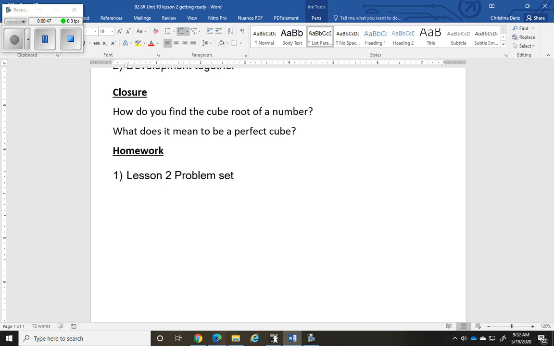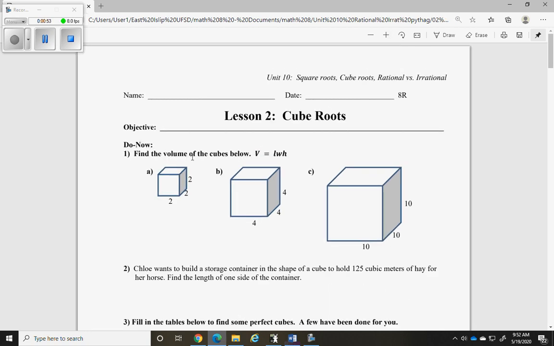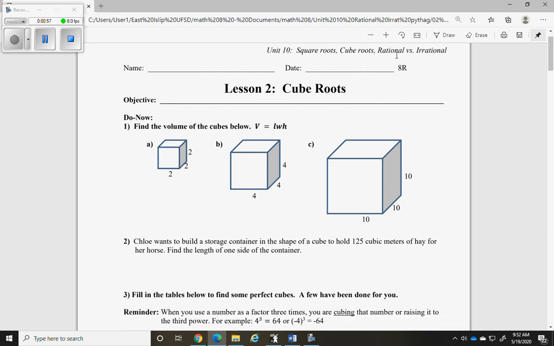So let's move on. So we're on cube roots, and it's asking us to find the volume of these cubes. Volume of a rectangular prism is length times width times height. So it's a cube. I'm going to find the volume by doing 2 times 2 times 2. 2 times 2 is 4. 4 times 2 is 8. The volume of this is 8 cubic units.